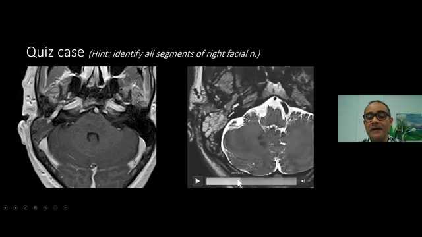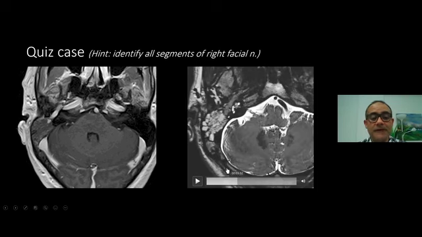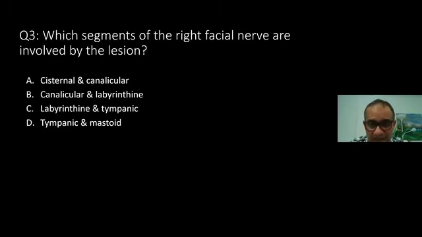I think you would now be able to answer the next question, which is: which segments of the right facial nerve are involved by the lesion? A, cisternal and canalicular; B, canalicular and labyrinthine; C, labyrinthine and tympanic; or D, tympanic and mastoid.